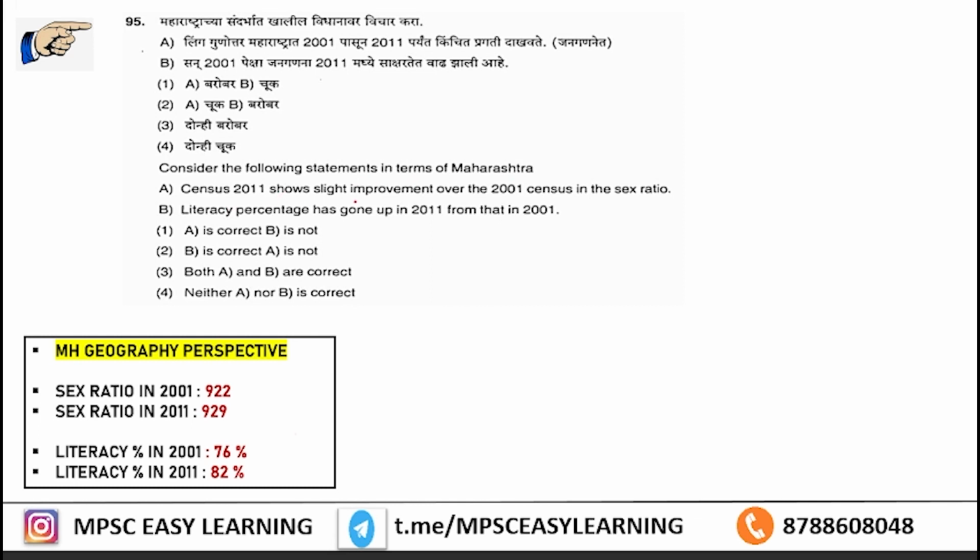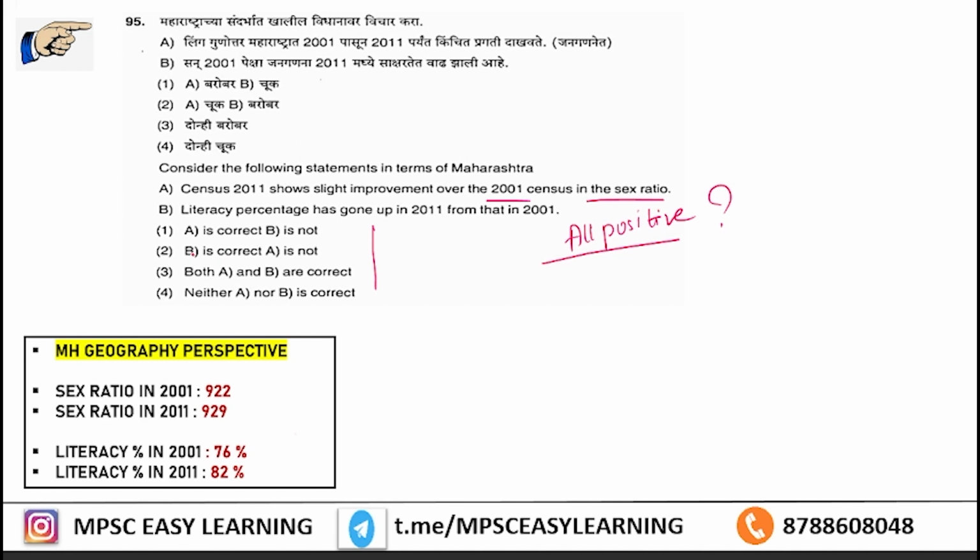Census 2011 shows slight improvement over the 2001 census in the sex ratio. Literacy percentage has gone up in 2011 from that in 2001. Here I will not read the options. I'll tell you one thing. Whenever you find such a question, where they've asked A is correct, B is not, both A, B are correct, and if you don't know the answer, the trick to solve these kind of questions is, always go for all positive. What does all positive mean? It means both A and B are correct.